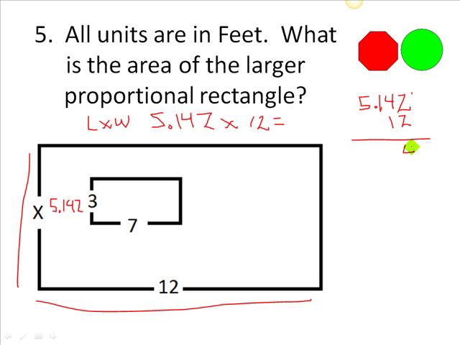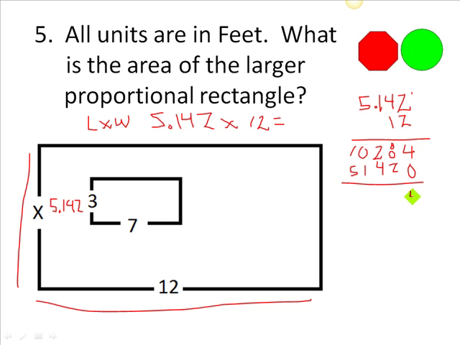2 times 2 is 4. 2 times 4 is 8. 2 times 1 is 2. And 2 times 5 is 10. Now I come in and add a 0. And now I'm going to go 1 times 2 is 2. 1 times 4 is 4. 1 times 1 is 1. And 1 times 5 is 5.